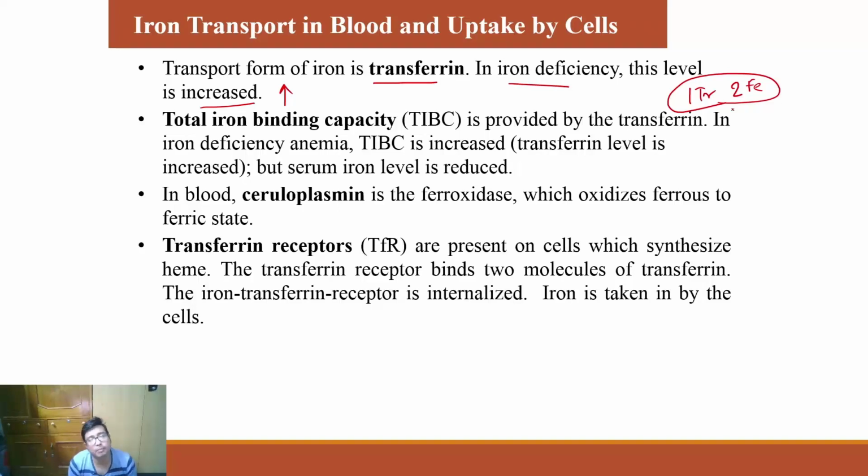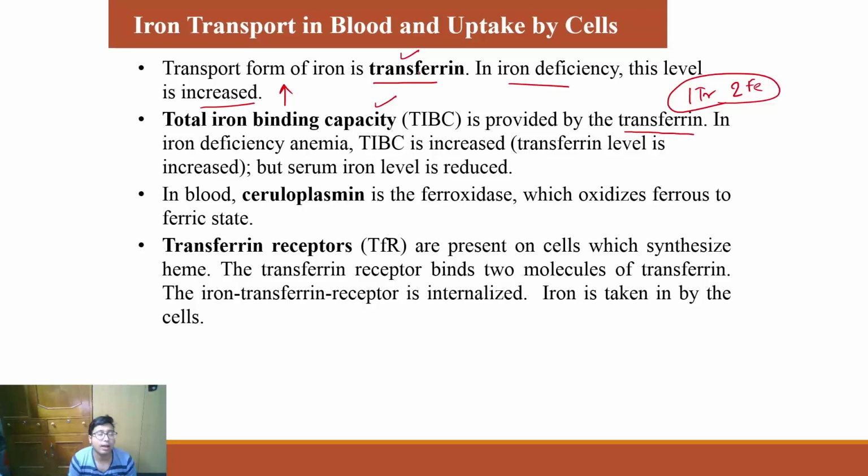Next, the next parameter that we see is total iron binding capacity. Total iron binding capacity is actually the iron binding capacity of transferrin, that is, how much iron it can bind. So the level of transferrin as well as the iron binding capacity of transferrin, both are important.